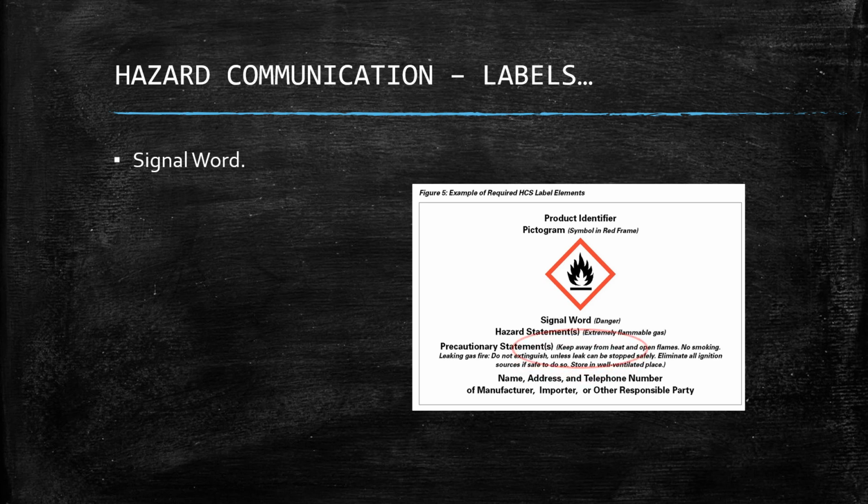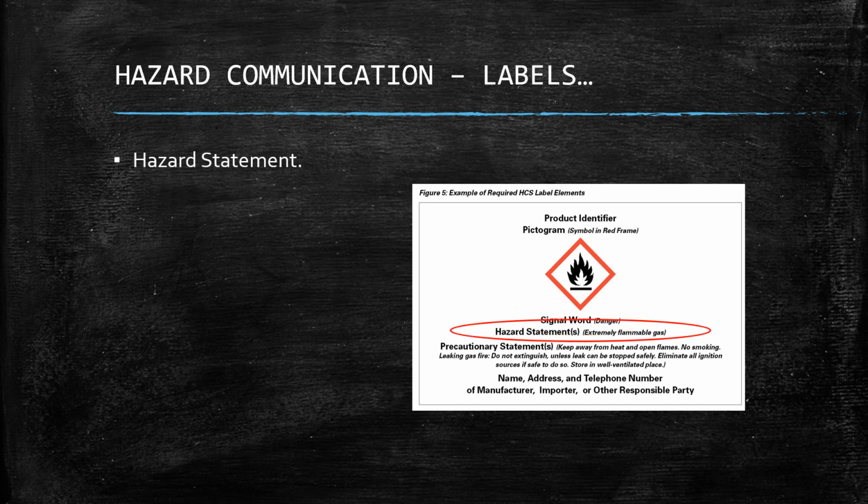Signal word. A signal word is a word used to indicate the relative level of severity of hazard and alert the reader to a potential hazard on the label. The signal words used in the standard are danger and warning. Danger is used for the more severe hazards, while warning is used for the less severe hazards. If there are multiple hazards, the word that indicates the highest severity level is used.